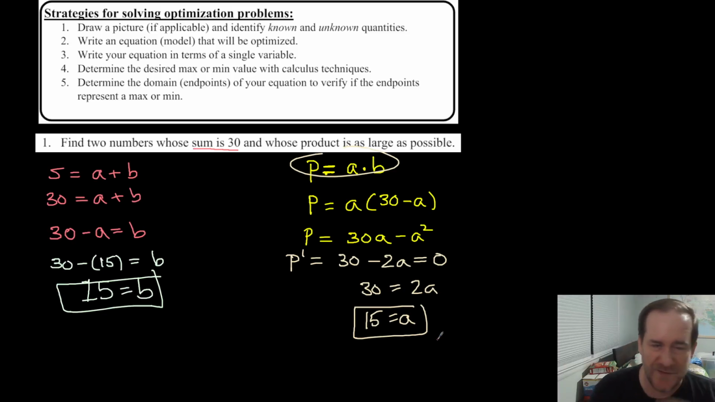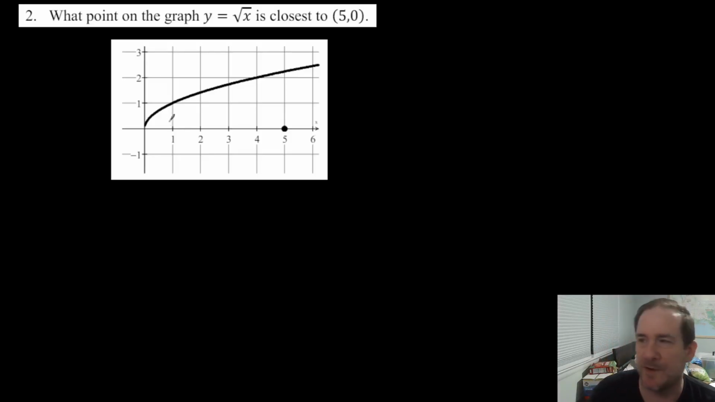And therefore, if I asked you to find what the maximum product was, well, 15 times 15 is 225. So you could tell me that the two numbers that maximize our product are 15 and 15, and our maximum product that we could get is 225. So that's that.